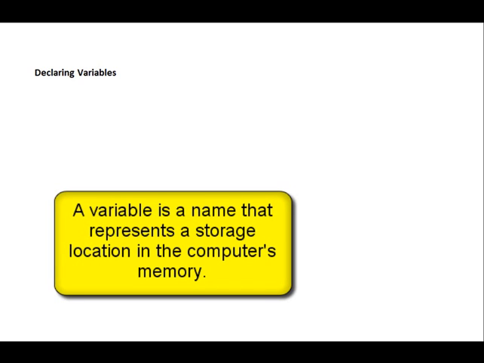In this video, we're going to talk about variables and how to declare variables in a Java program. Programs work with data, and in order for a program to work with a piece of data, it has to store that data somewhere in the computer's memory. Well, that's where variables come in. A variable is a name that represents a storage location in the computer's memory.